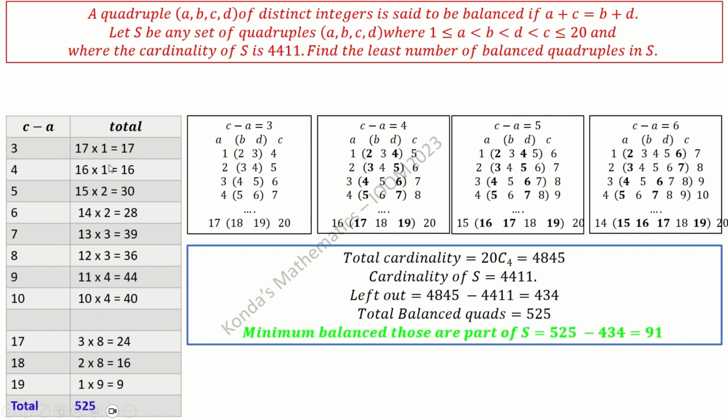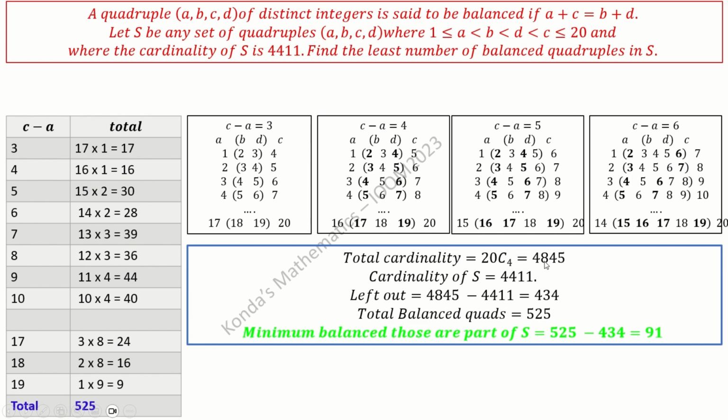And this is multiplied with the B and D possibilities, which are increasing every 2 times. That way I build the table here: 17 into 1, 16 into 1, 15 into 2, 14 into 2, 13 into 3, 12 into 3, 11 into 4, 10 into 4, like that it will go until the last one. The last one is 19, which is an odd number, so you'll have only one option, that is 1 into 9 equal to 9 options. So the sum of all this is 525. Total 525 possibilities are there, but that's not the end.